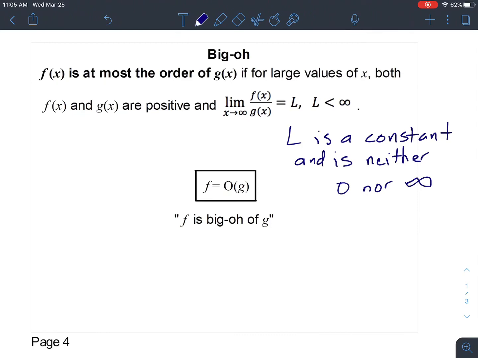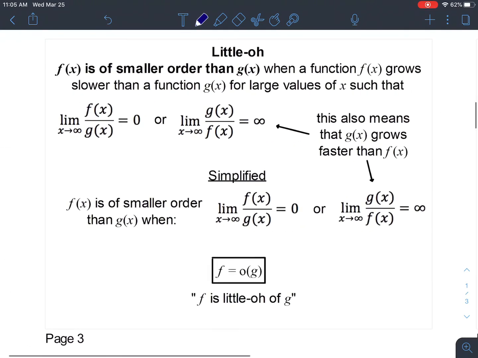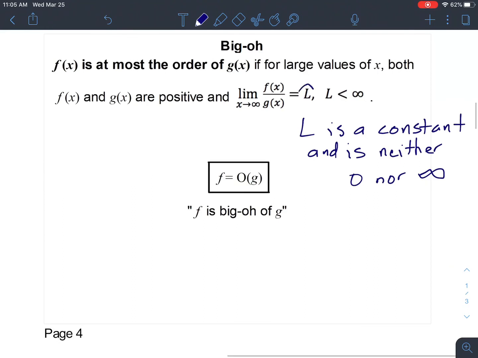So pretty much the two things that we're going to have is that for little o, our values are supposed to be either 0 or infinity, and to show that something is big O, we need to show that we get some non-zero constant L. And then just down here at the bottom, that notation is telling you that f is big O of g.